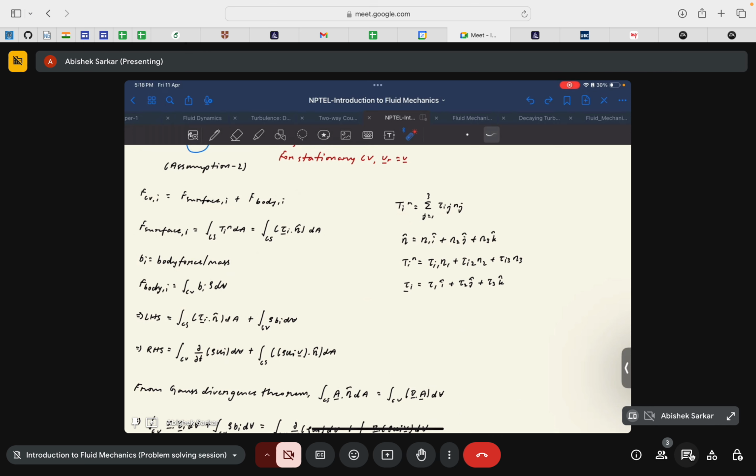Okay, and when we consider the body force, for the scope of this course, the only type of body force that we will consider is the gravitational force. Okay, that is the mass of the fluid.